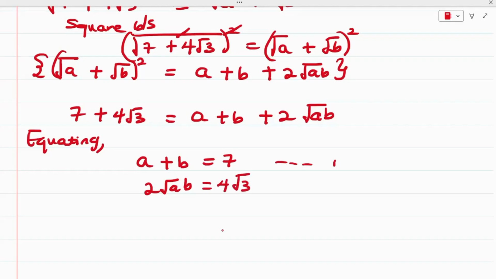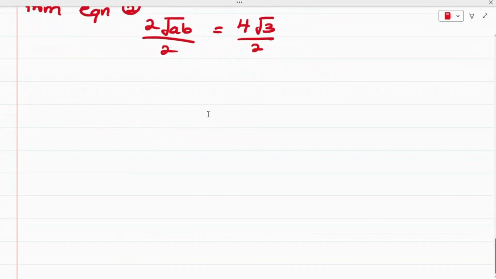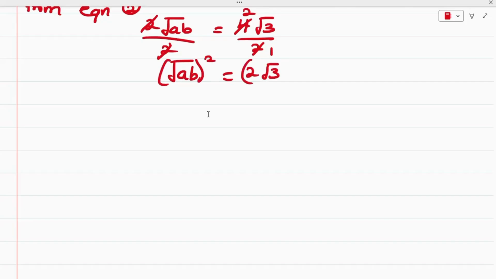So we're going to call this equation 1 and this equation 2. From equation 2, we have 2 root ab is equal to 4 root 3. So divide both sides by 2 to isolate the root of ab. This is going to cancel out this. So we have the root of ab is equal to 2 root 3, since 4 divided by 2 is 2. So square both sides to remove the square root.